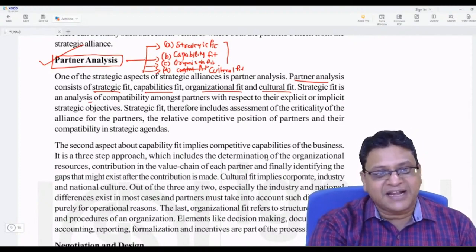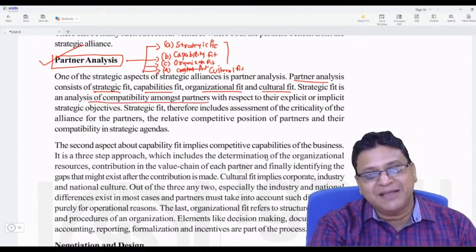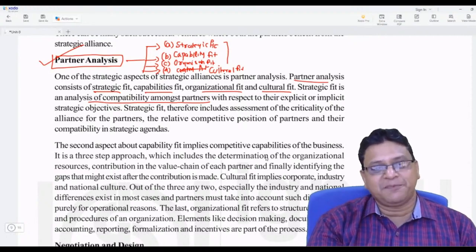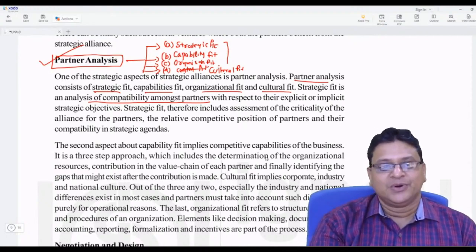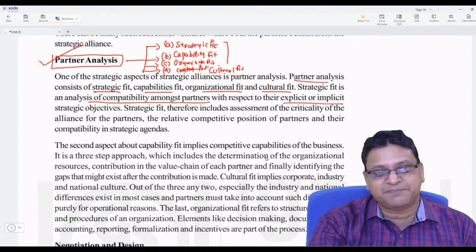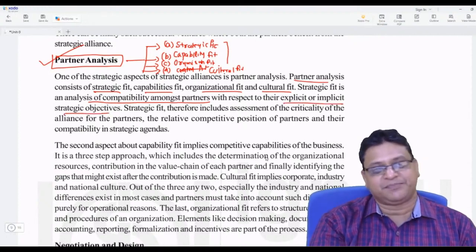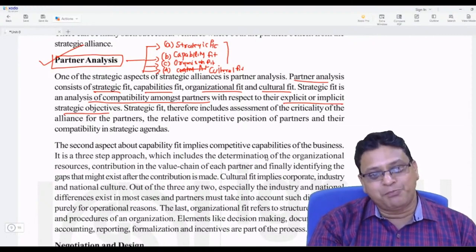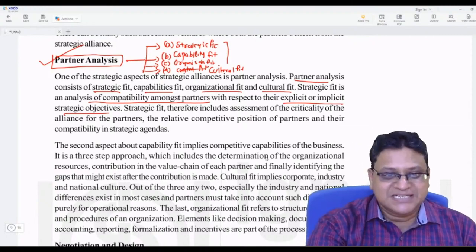Strategic fit is the analysis of compatibility among partners, whether the partner is compatible or not, with respect to their explicit and implicit objectives. So testing the compatibility is known as strategic fit.